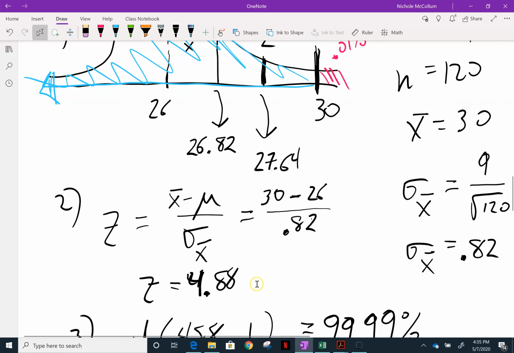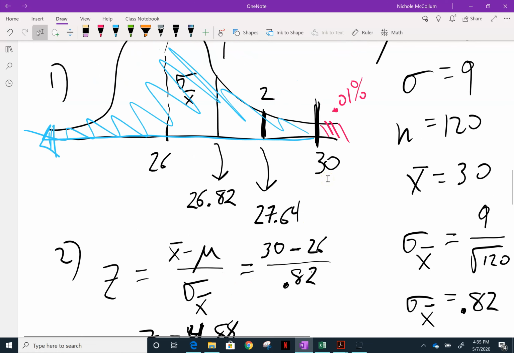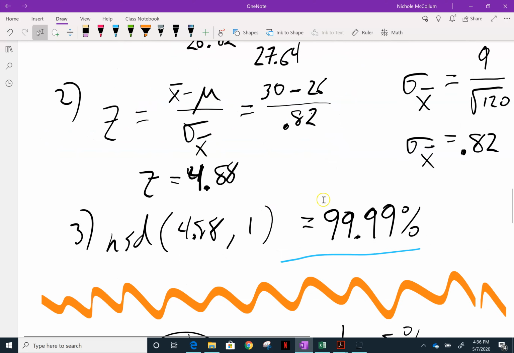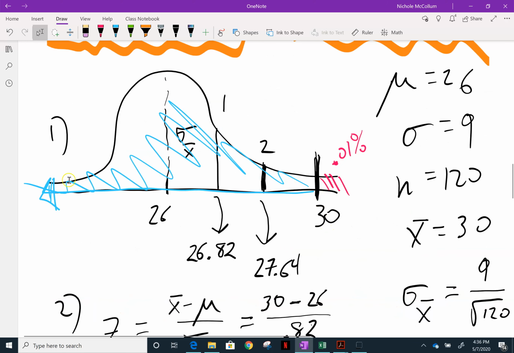A 4.88 is something that should not happen. And if it does happen, I'm going to go, whoa, because a z of 4.88, so 30 minutes is way up here. A z of 4.88, which means the area below that is ridiculous. The area below a 4.88 is almost everything. Almost nobody lives above a 30 when it comes to average Twitter users in a group of 120. And in fact, I know that answer. It's 1 out of 10,000, 0.01%. 1 out of 10,000 groups.